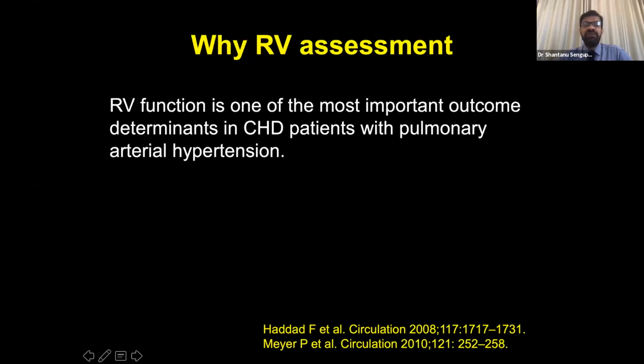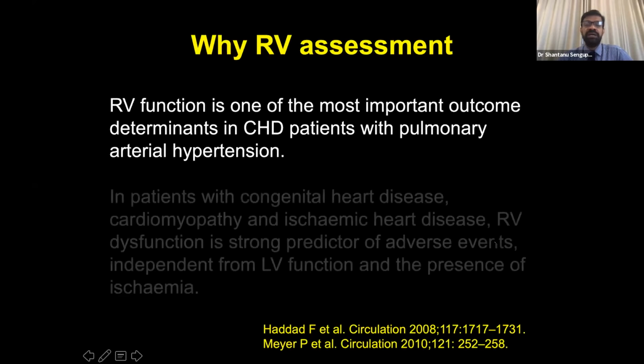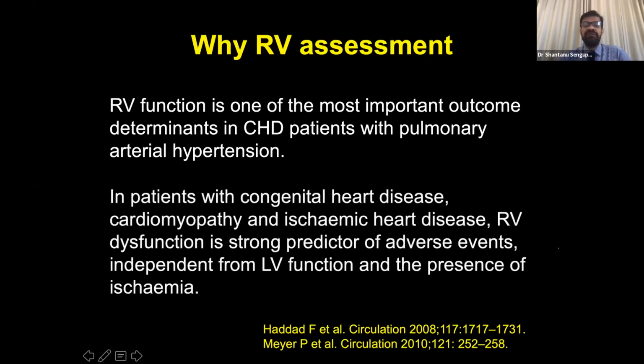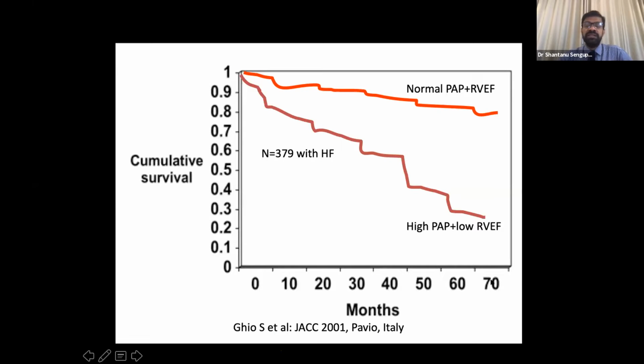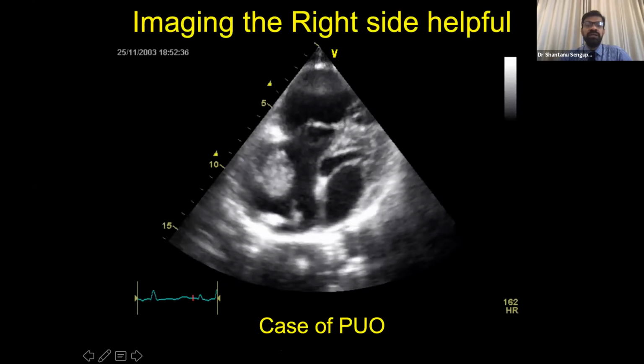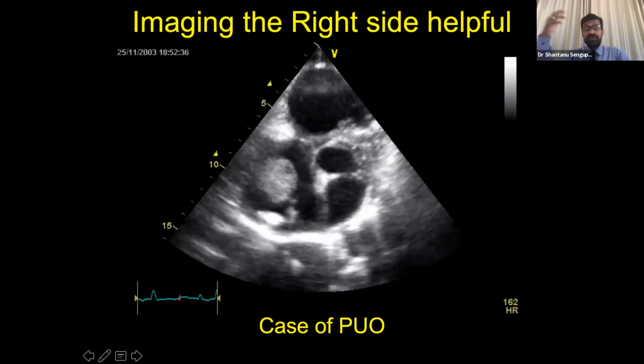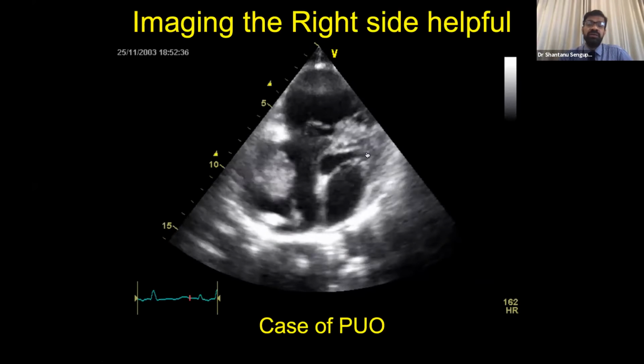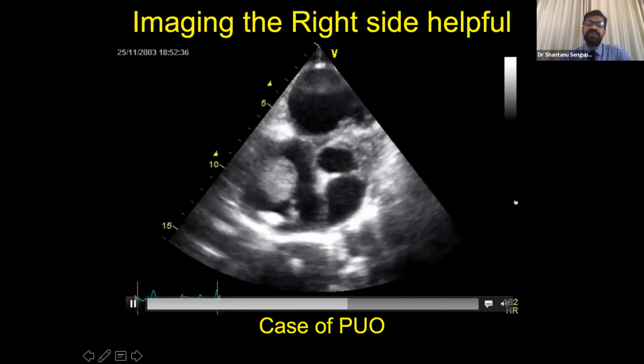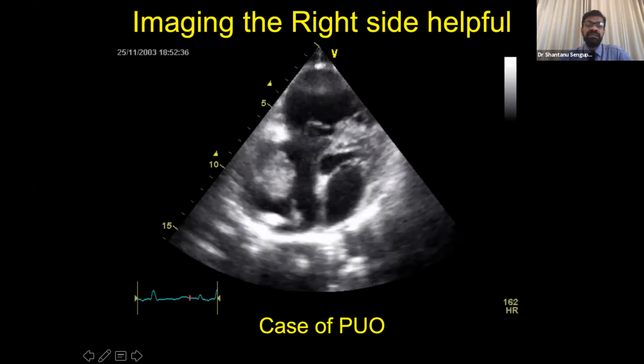Now, why RV assessment? Because, as I said, it is one of the most important determinants in patients in congenital heart disease, in patients who are presenting with pulmonary arterial hypertension, and does have prognostic importance. This is some data showing patients who have high PA pressures with low RV function who do poorer as compared to those who are normal.